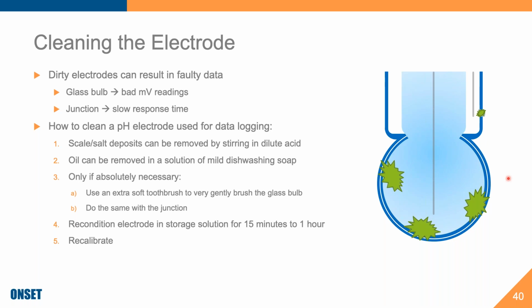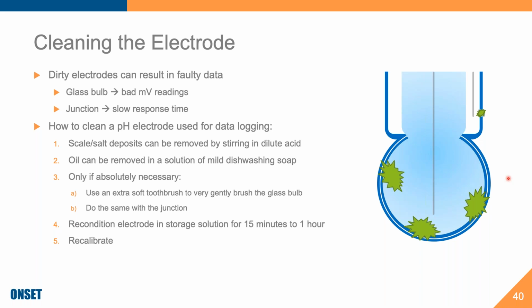To clean a pH electrode that you're using specifically for data logging, this is different than lab analysis since it's not presumably sitting too long in your sample. The first thing that you want to double check is that the scale and salt deposits that are on there, maybe from your salty sample, are removed using a dilute acid. You can use dilute hydrochloric acid, or even just vinegar and water, or just vinegar. That'll help basically dissolve those deposits.